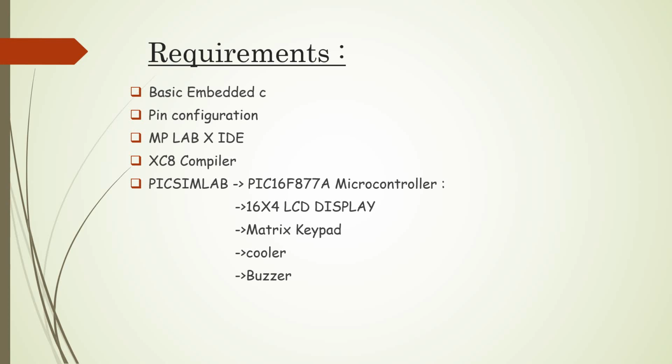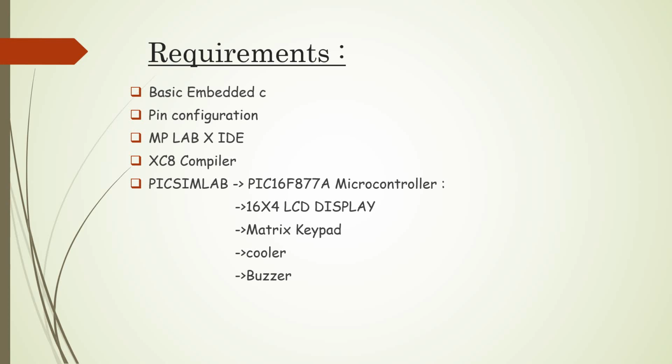The first one is basic embedded C and the microcontroller pin configuration of our PIC 16F877A microcontroller, and MPLAB X IDE, which we use to code a particular program, whereas the XC8 compiler is used to compile the program we have coded. Then there is the PICSIM Lab software itself, which consists of four to five major things.